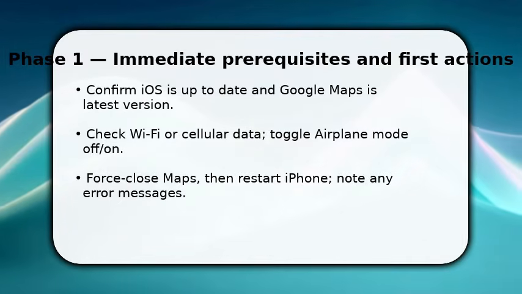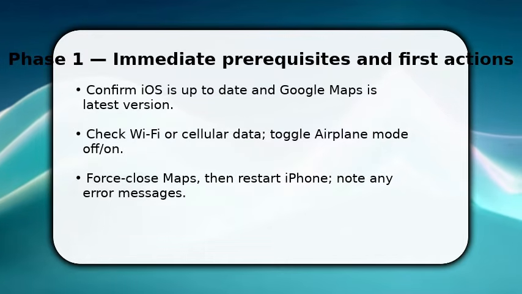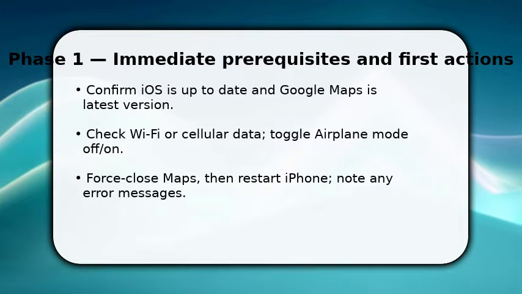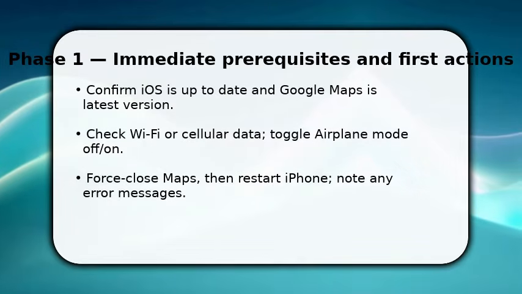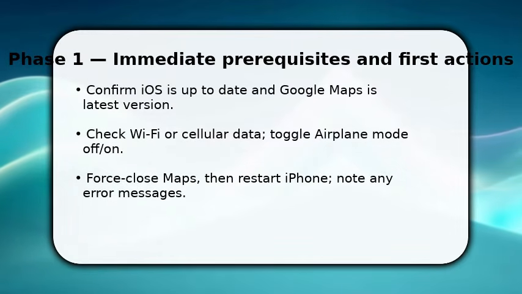If you see an error, note its text. It helps later. Now that the device is fresh, open Maps and check whether locations load correctly. Next, dive into settings that control accuracy.